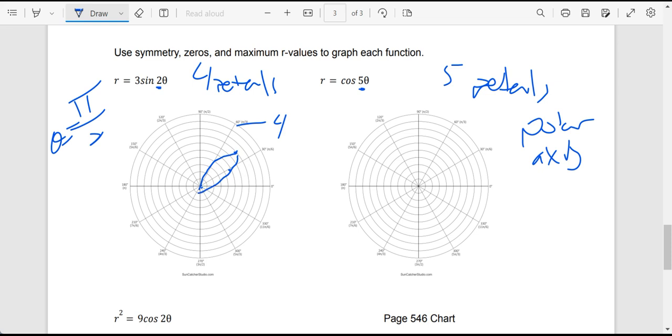All right, cool. Now, where are we symmetric over? Pi over 2. So if I have one right here, I'm going to have one flipped in the same spot.